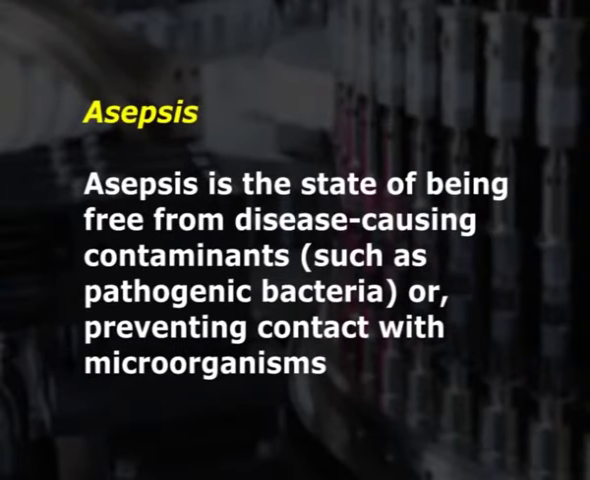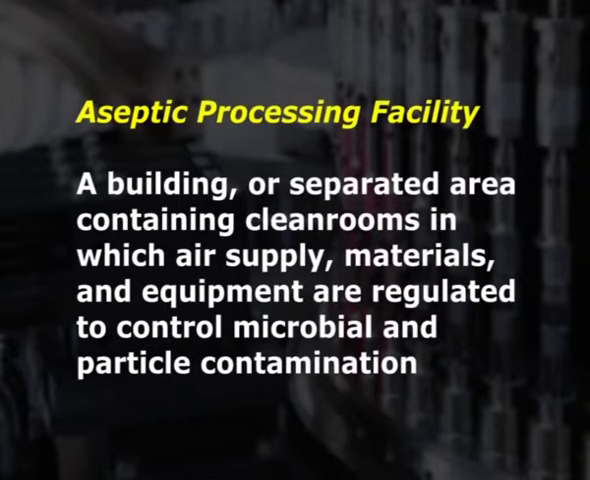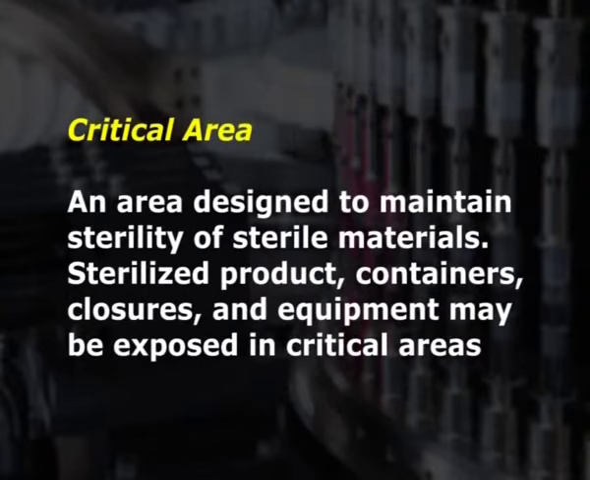Asepsis. Asepsis is a state of being free from disease-causing contamination, such as pathogenic bacteria, or preventing contact with microorganisms. Aseptic processing facility: a building or separate area containing clean rooms in which air supply, materials and equipment are regulated to control microbial and particle contamination. Critical area: an area designed to maintain sterility of sterile materials. Sterilized products, containers, closures and equipment may be exposed in the critical area.